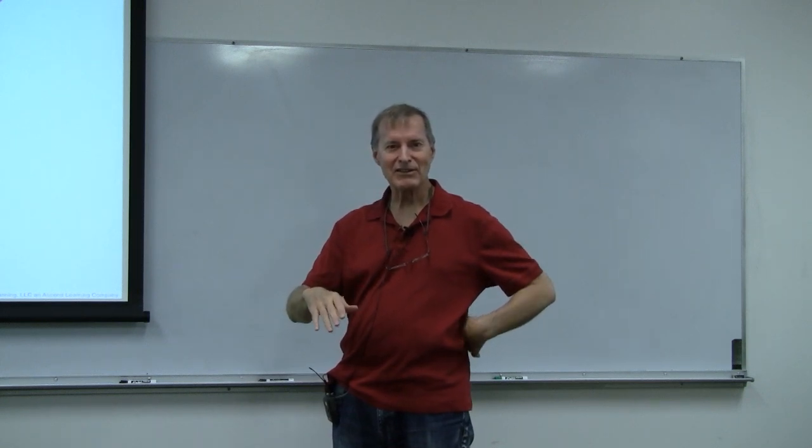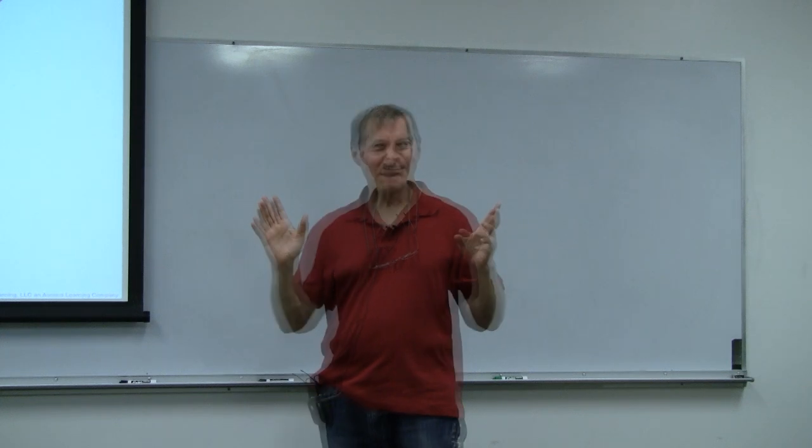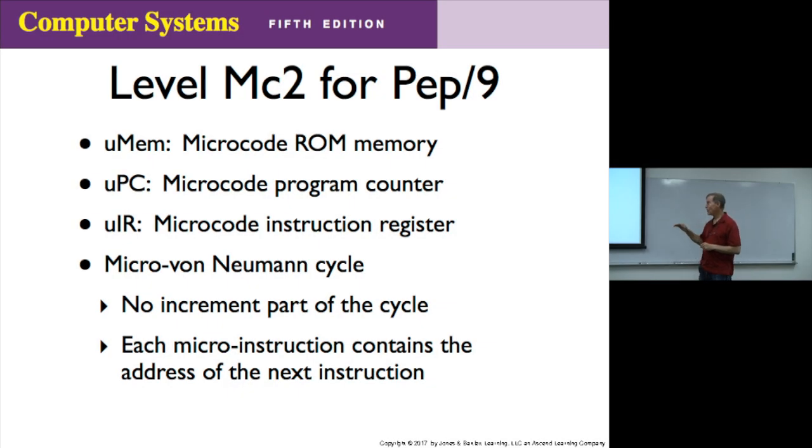Are you with me? So basically we have to have a sequence of instructions to be executed, right? So where are they stored? Not in main memory, but in micro memory. So we had this UMEM, that stands for micro memory. That's the microcode read-only memory. So we have a separate little area on the chip for micro memory. And then instead of having a program counter, we have a micro program counter.